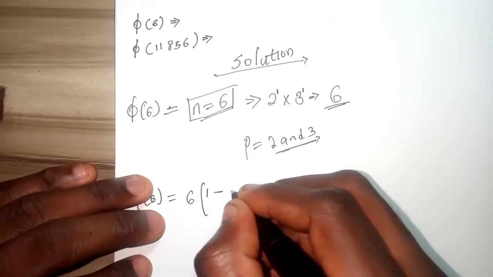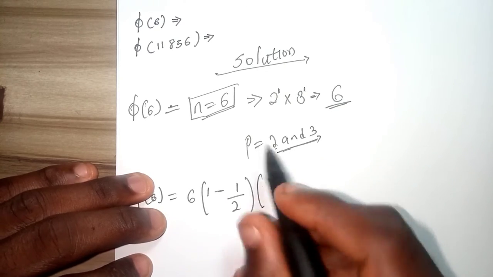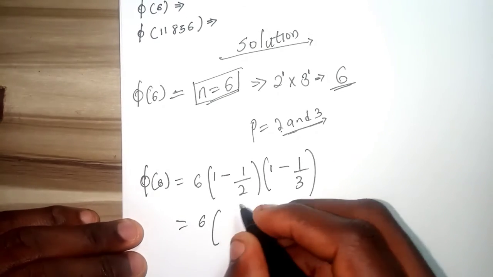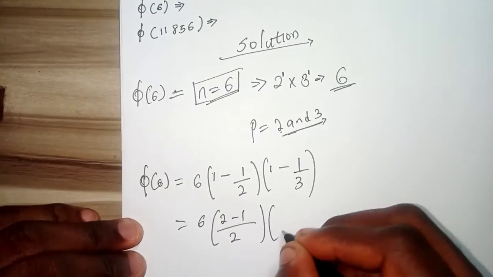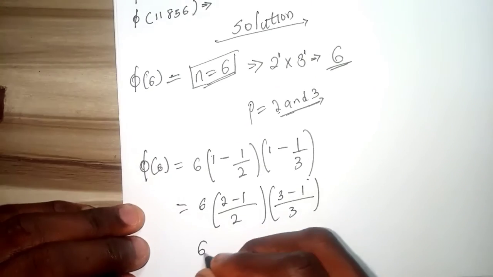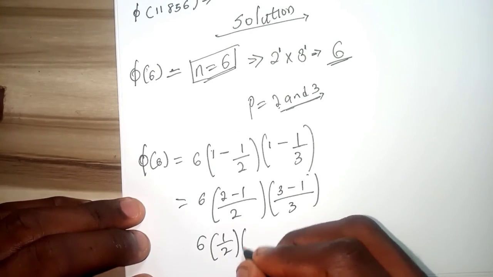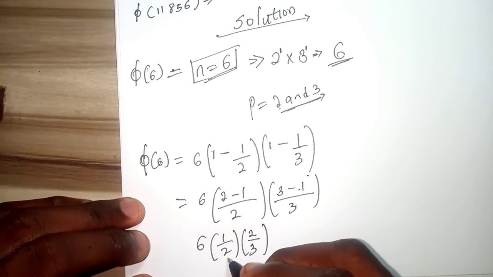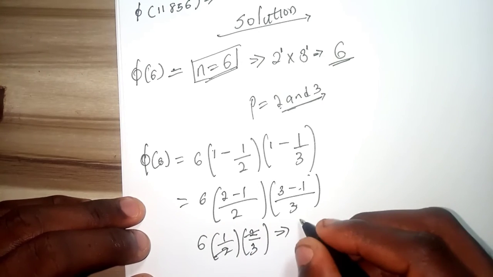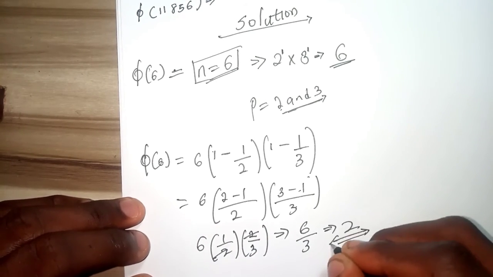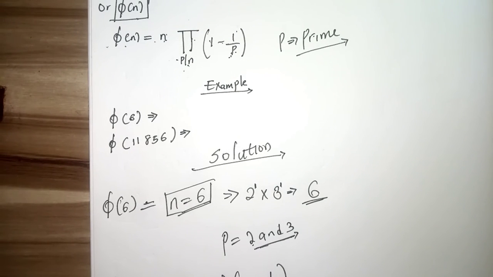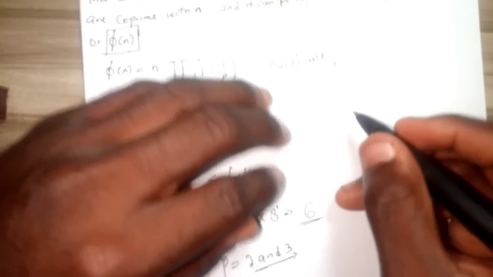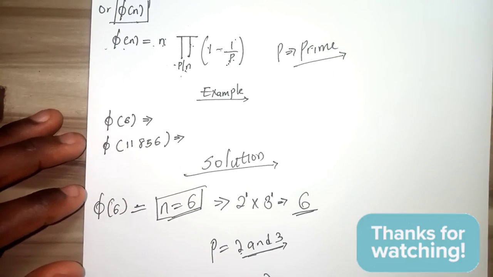So we have 1 minus 1 over, let's pick 2, and because we have another one which is 3, we continue: 1 minus 1 over 3. So we have 6 in brackets of 2 minus 1, 3 minus 1. So we have 6 in brackets of 1 over 2 and 2 over 3. So we cancel this, then you are left with 6 divided by 3, which is 2. So you can see that 6 and 2 are coprime. Okay, now let's try to solve the second one. Meet me in the next video to watch it out.